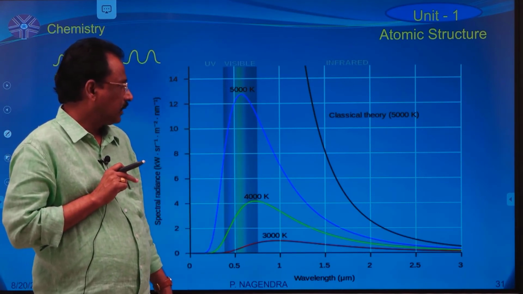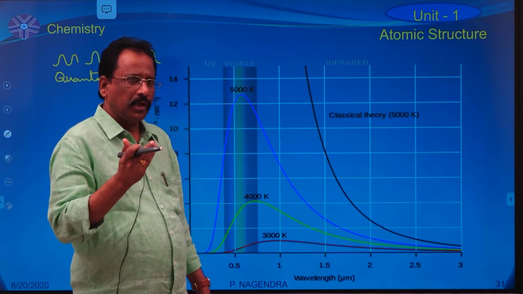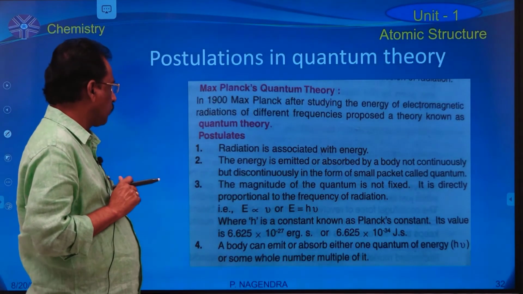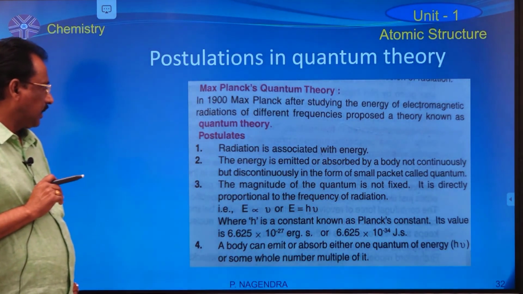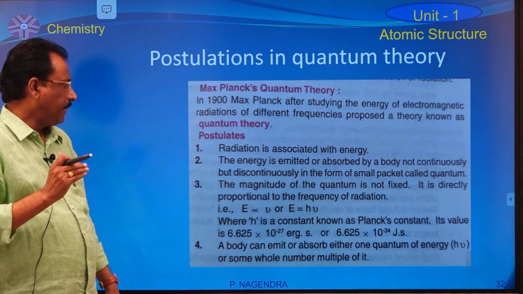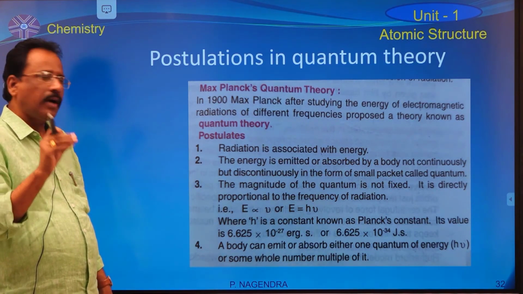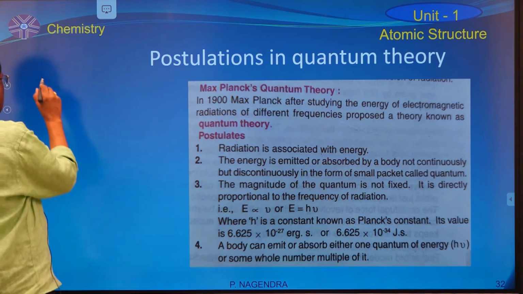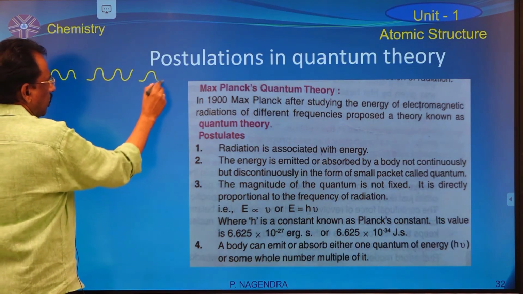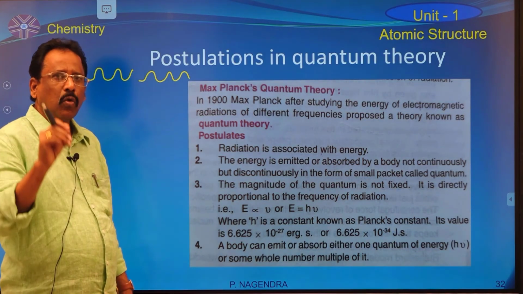According to the classical theory of radiation, a body can emit or absorb radiation continuously. That is not correct according to Max Planck's quantum theory. That's why the second assumption is that a body can emit or absorb radiation discontinuously in the form of small packets like this. Small packets like this. Each packet is known as a quantum.